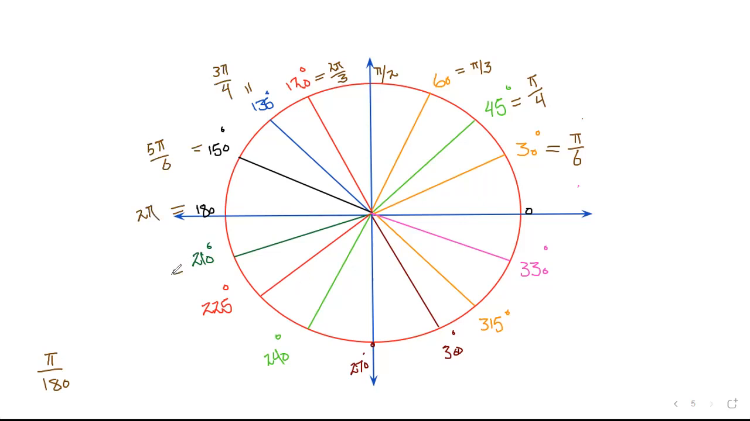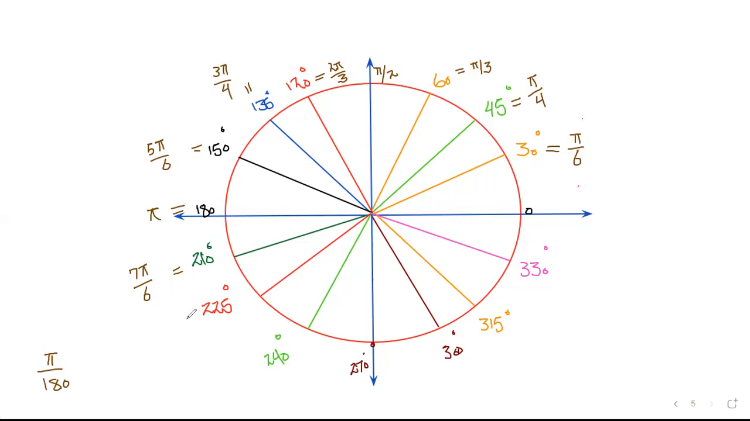For 210, you multiply 210 by pi over 180, you get 7 pi over 6. Why is it 2 pi? Oh, sorry, pi. You ought to do this one. My mistake, sorry. It's pi, not 2 pi, because 2 pi is here. It becomes pi, 180 is pi. For 210, it's 7 pi over 6.